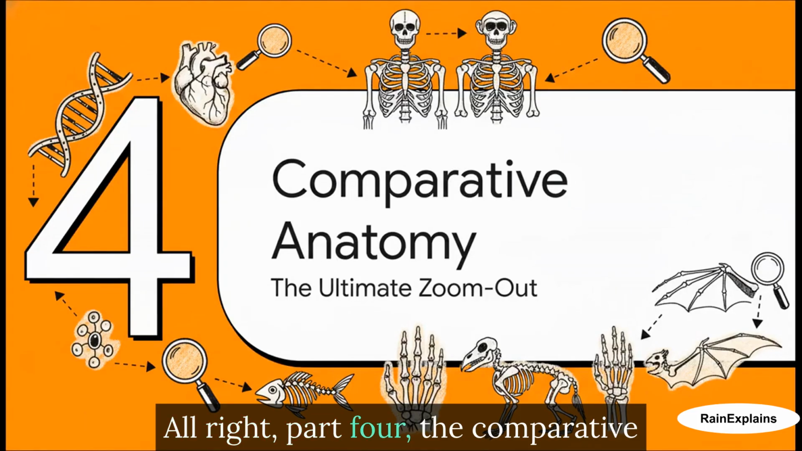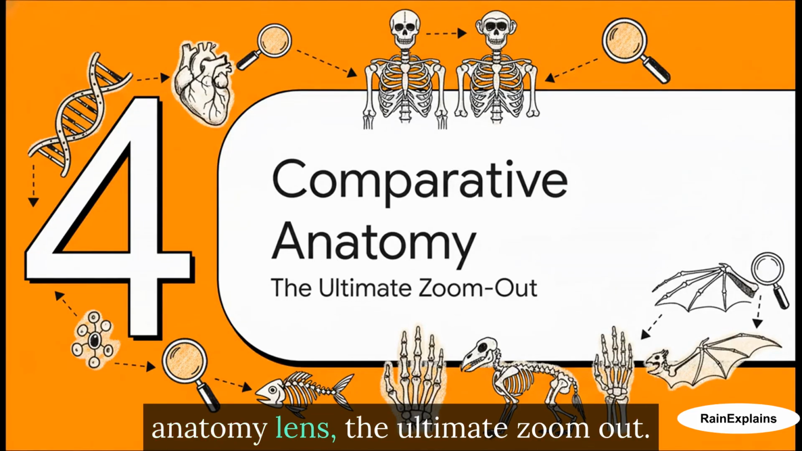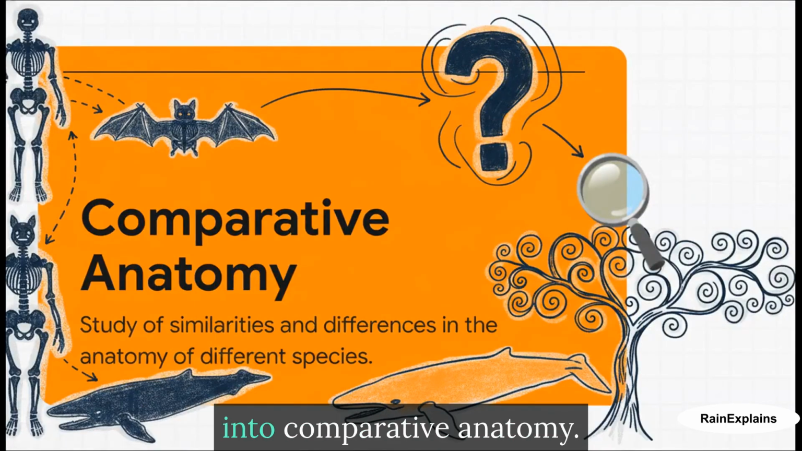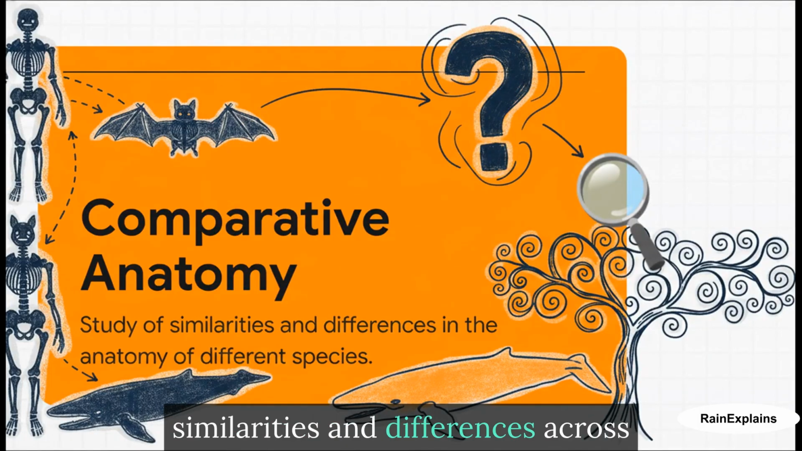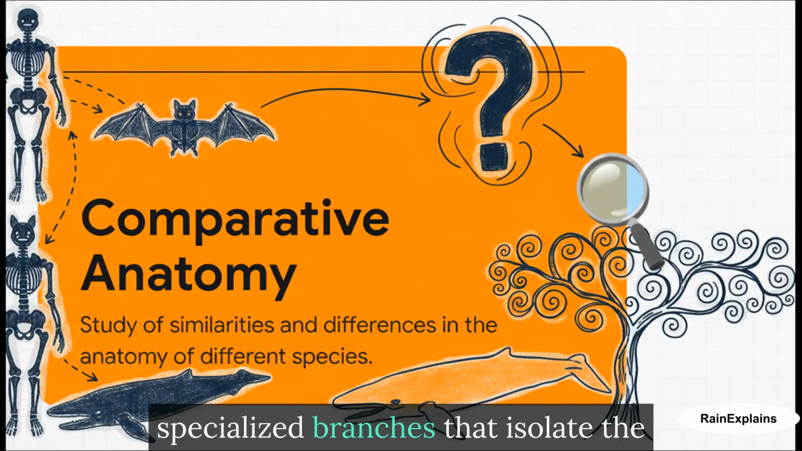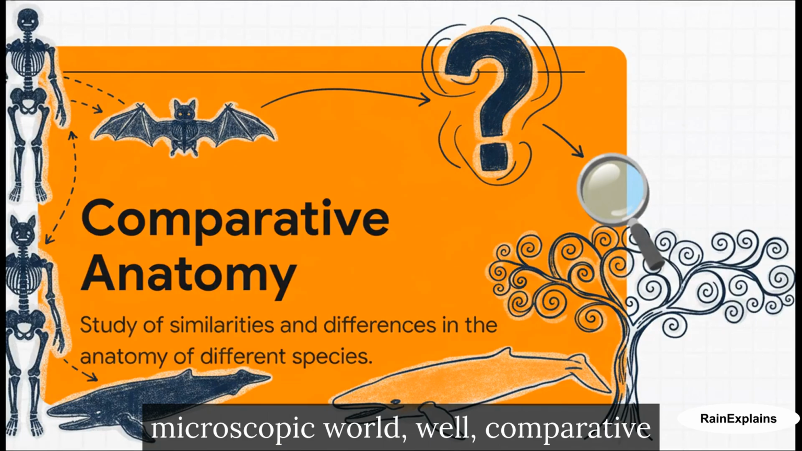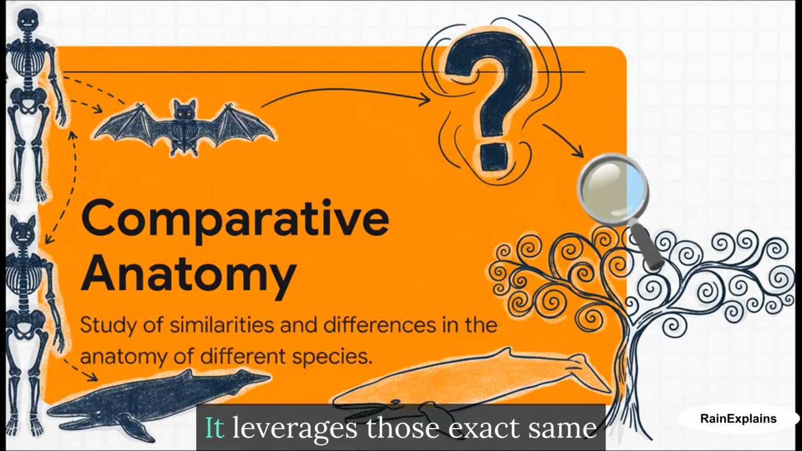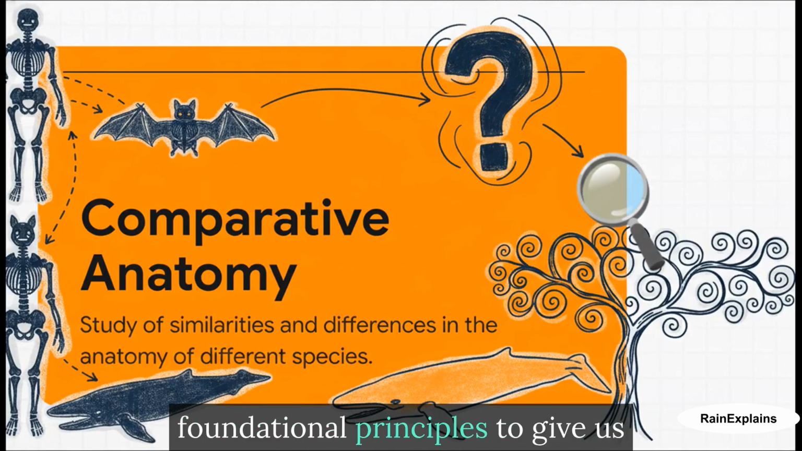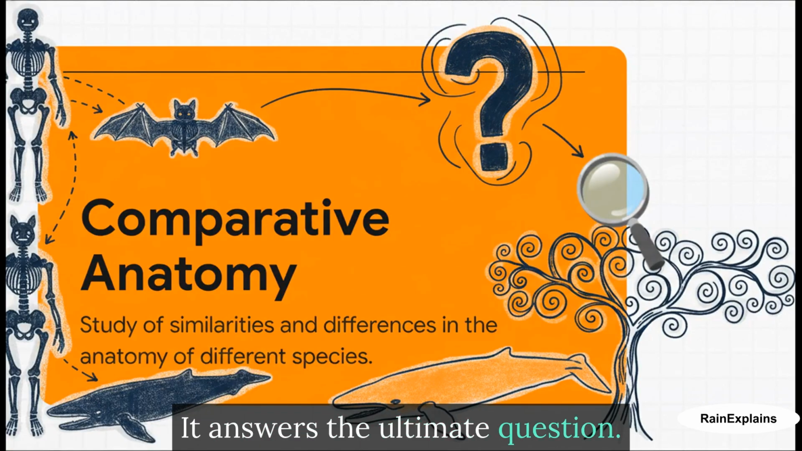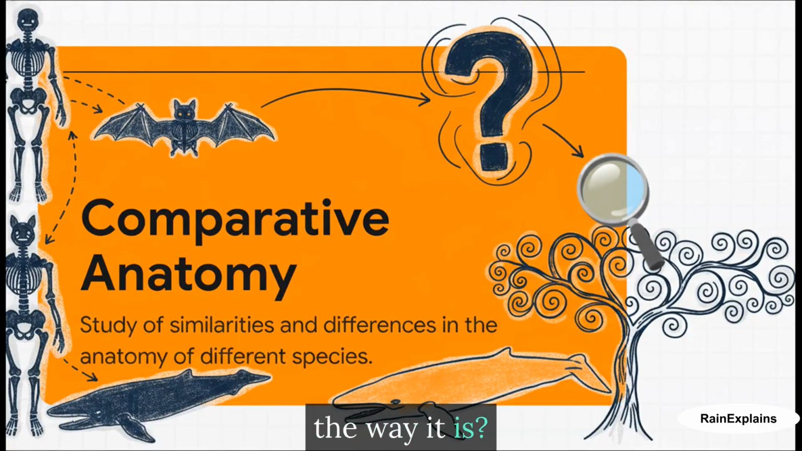All right, part 4, the comparative anatomy lens, the ultimate zoom out. Let's see how this builds into comparative anatomy. This is the study of structural similarities and differences across different species. If cytology and histology are specialized branches that isolate the microscopic world, well, comparative anatomy is the specialized branch that scales back out. It leverages those exact same foundational principles to give us profound evolutionary context. It answers the ultimate question: why is the human machine structured the way it is?